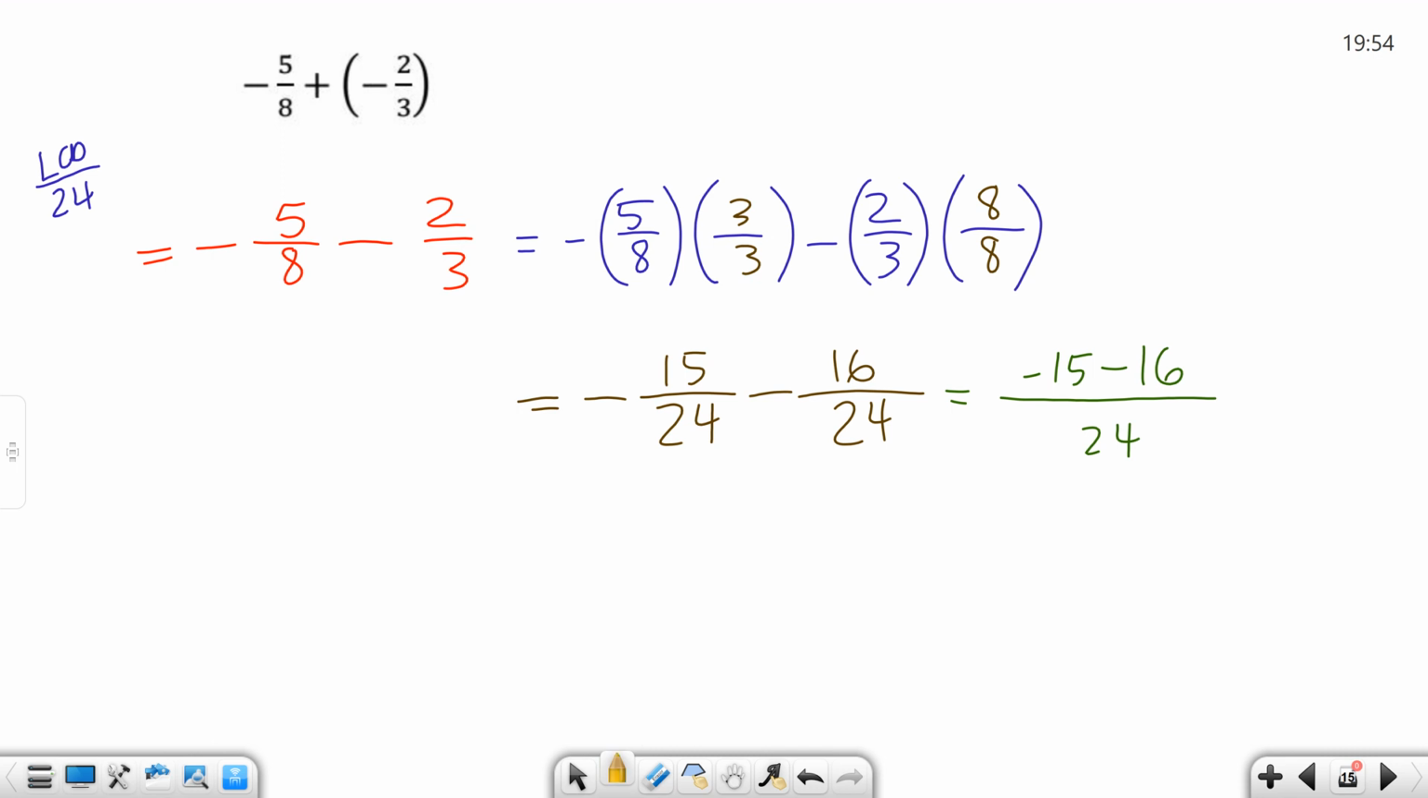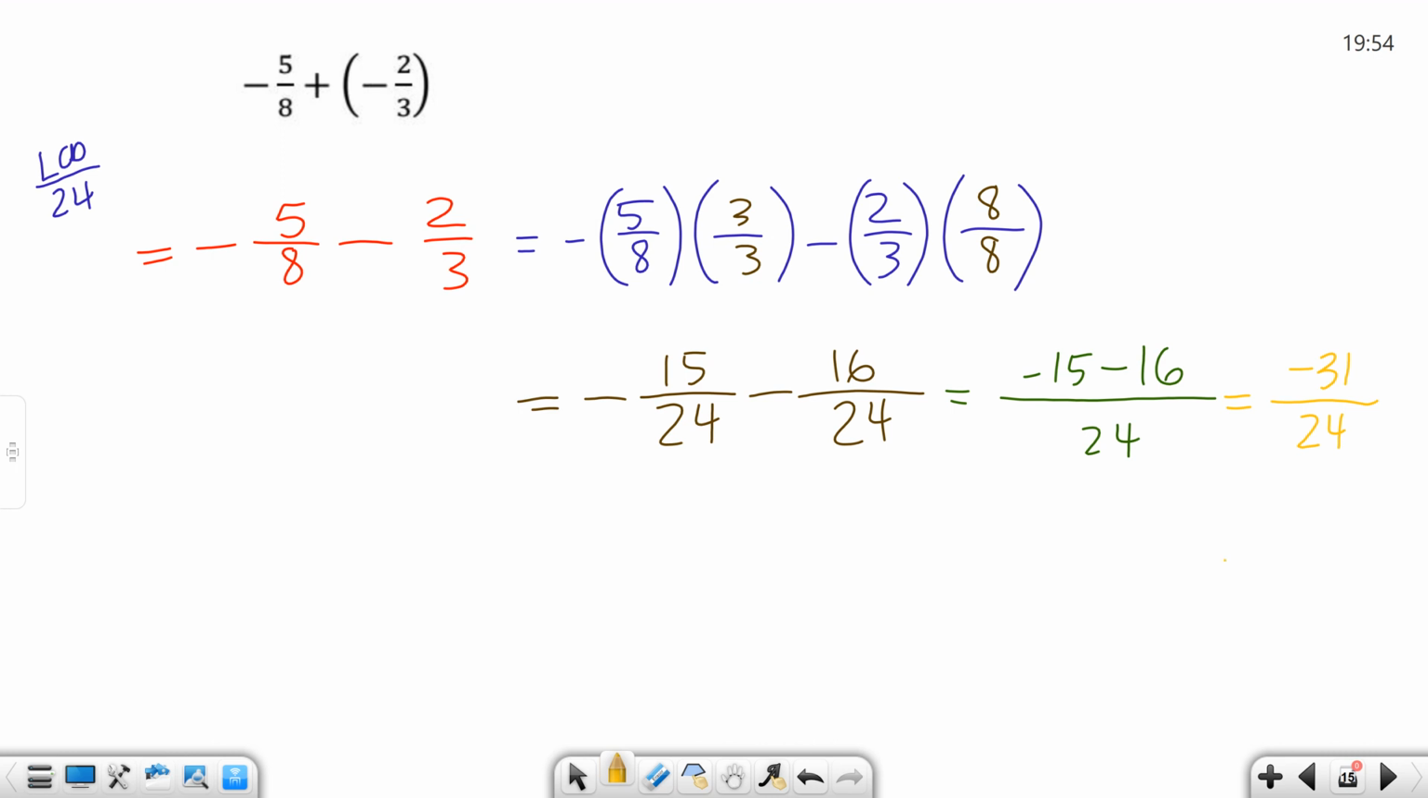So then I come back and say, okay, so what do I really do here? Well, these signs are the same, so guess what? I add them. So I have 24, and then 15 plus 16 is 31, and it's negative. Now, this is a legitimate answer. It's one fraction, one term over one term, 31 over 24. I want to ask myself, does 31 and 24 have anything in common? Can I divide out? And the answer is no, I can't.